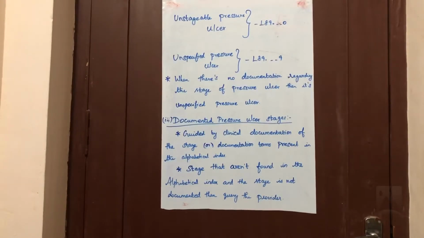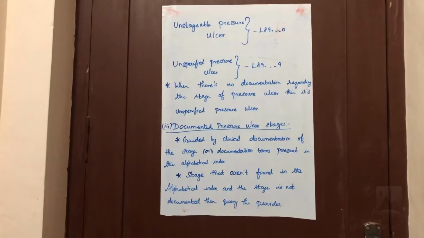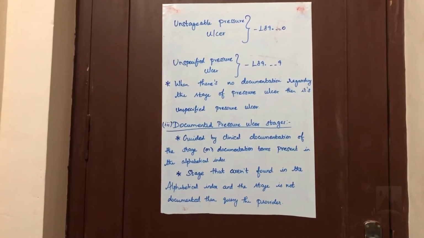Next is unstageable pressure ulcer. The unstageable pressure ulcer is L89 point, and there are two gaps where two numbers will come. So that's why I show it as a hyphen or underscore. So L89 point XX0, let us assume X in those gaps. L89.XX0 is for unstageable pressure ulcer, and unspecified pressure ulcer is L89.XX9.